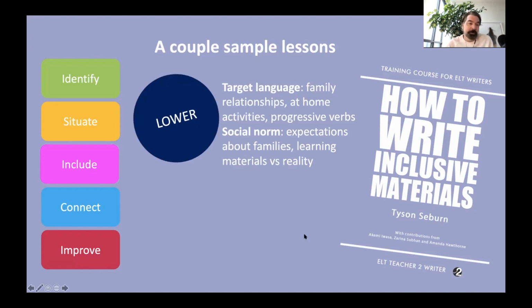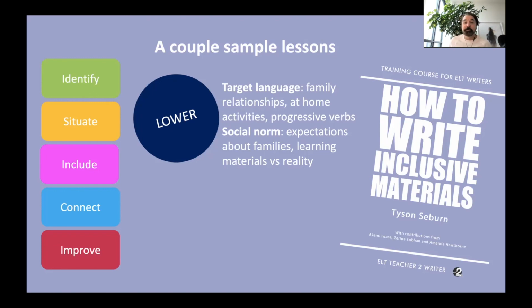One is for a lower level class, because I want to show that this is possible in an intermediate or a slightly below intermediate class, as well as a higher level class. And so the first lesson has a target language of family relationships, at-home activities, progressive verbs, right, that type of thing.